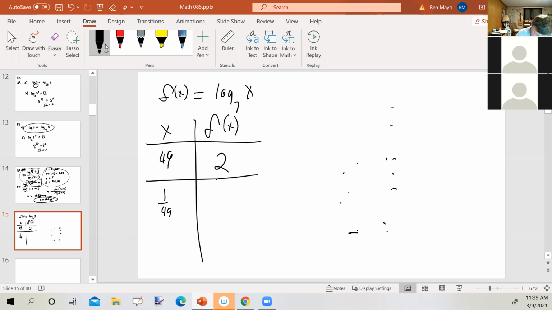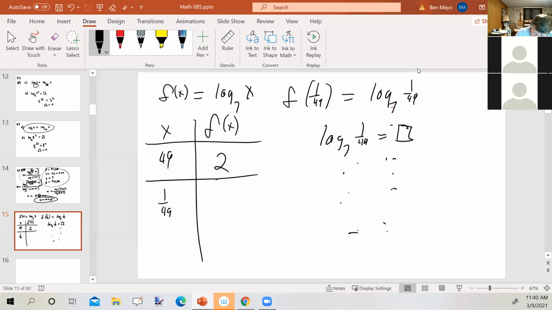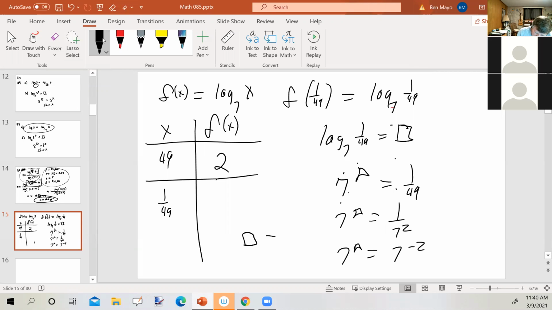So f of 1/49 would be log base 7 of 1/49. But log base 7 of 1/49 equals some unknown box. Changing it to exponential form, 7 to the box equals 1/49. Okay with that? Yes. All right. So now 7 to the box equals 1 over 7 squared. 7 to the box equals 7 to the negative 2 power. So the box equals negative 2. Okay. All righty. Anything else?